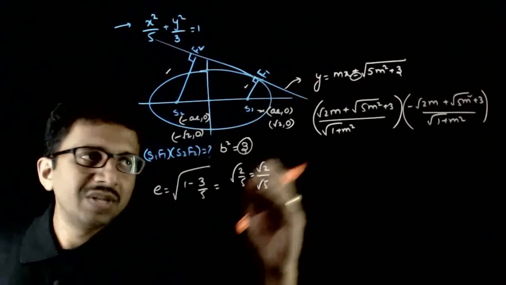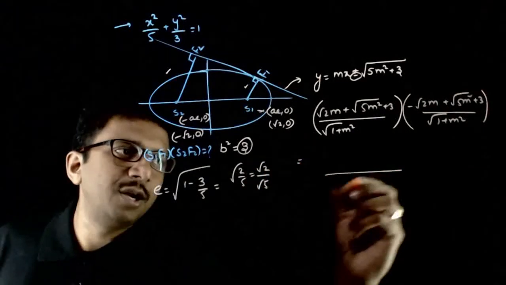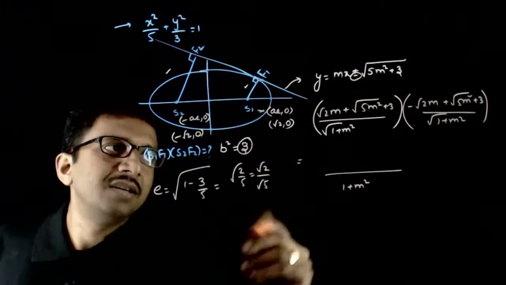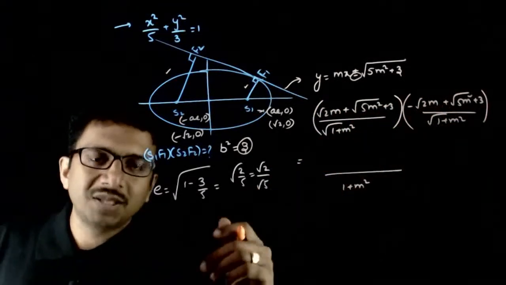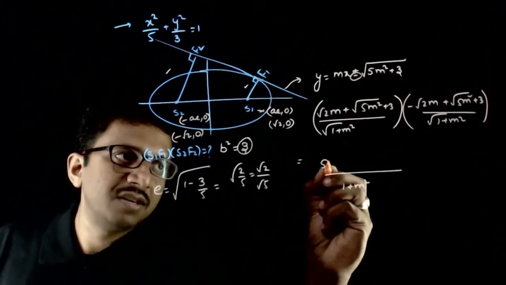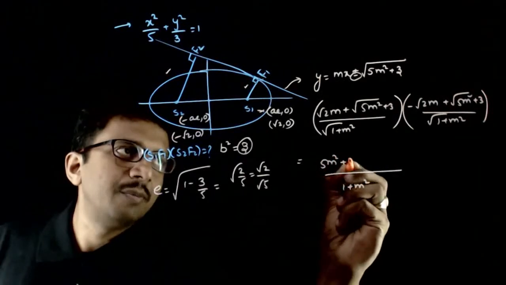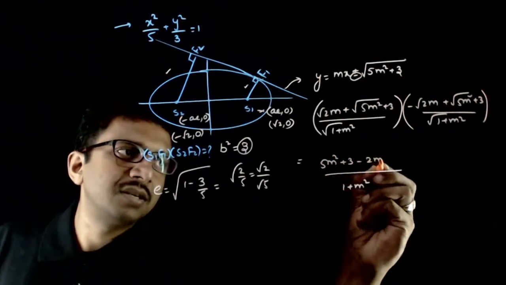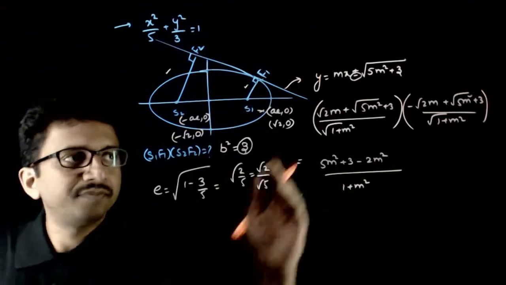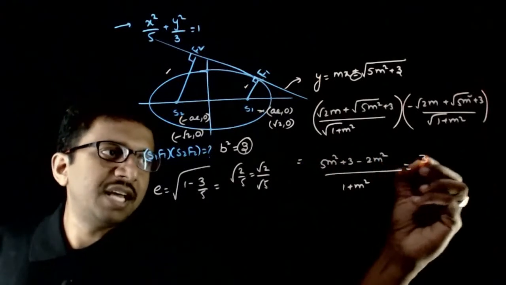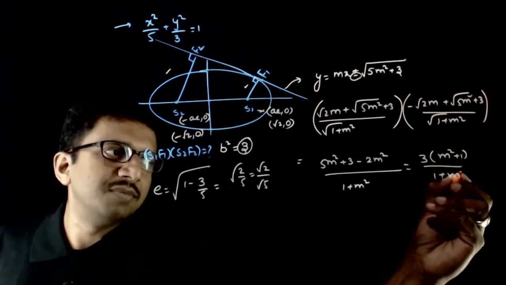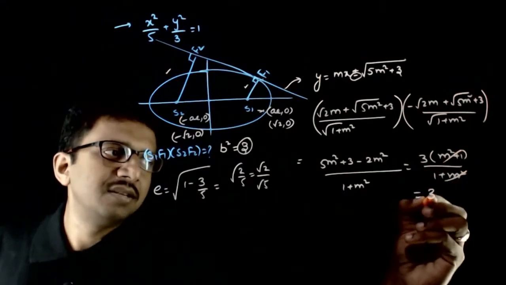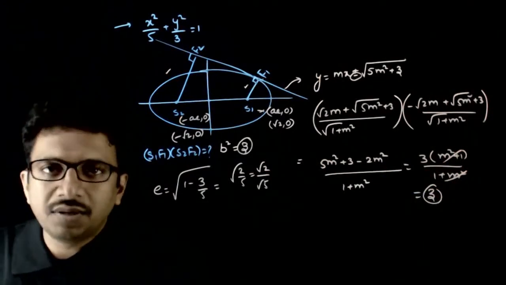So what is the multiplication of these two? The denominator becomes 1 plus m square. The numerator is of the form a plus b into a minus b, so you get a square minus b square. So 5m square plus 3 minus 2m square, that is equal to 3 times m square plus 1 by 1 plus m square. So these two get cancelled and the value is equal to 3.